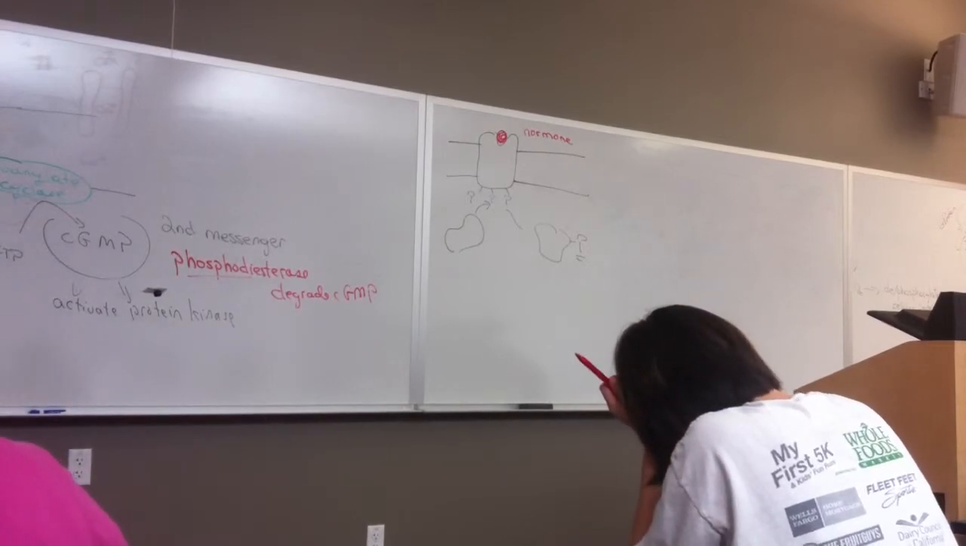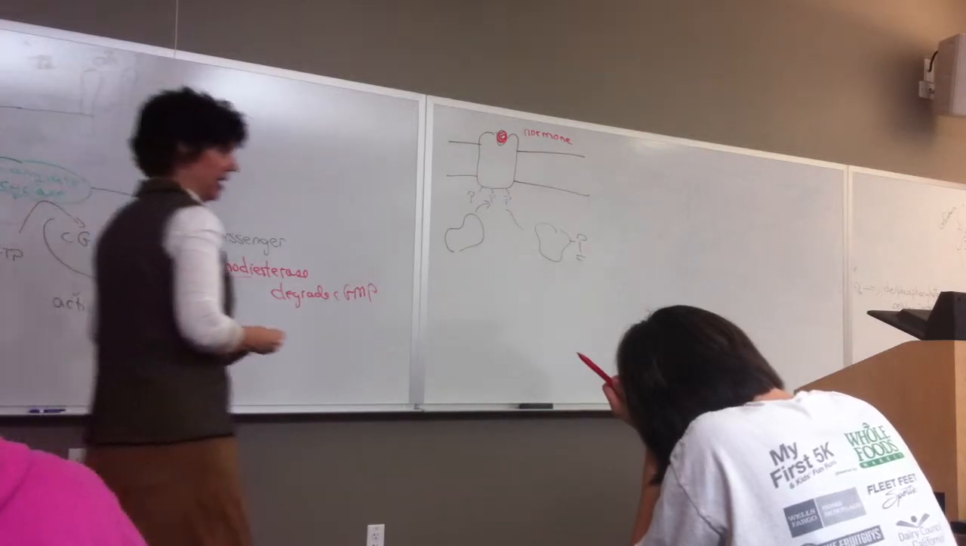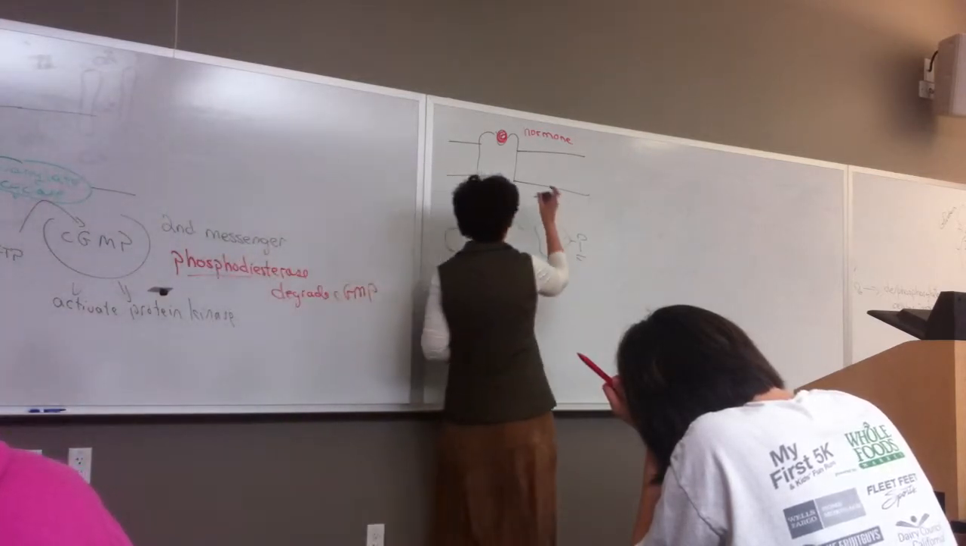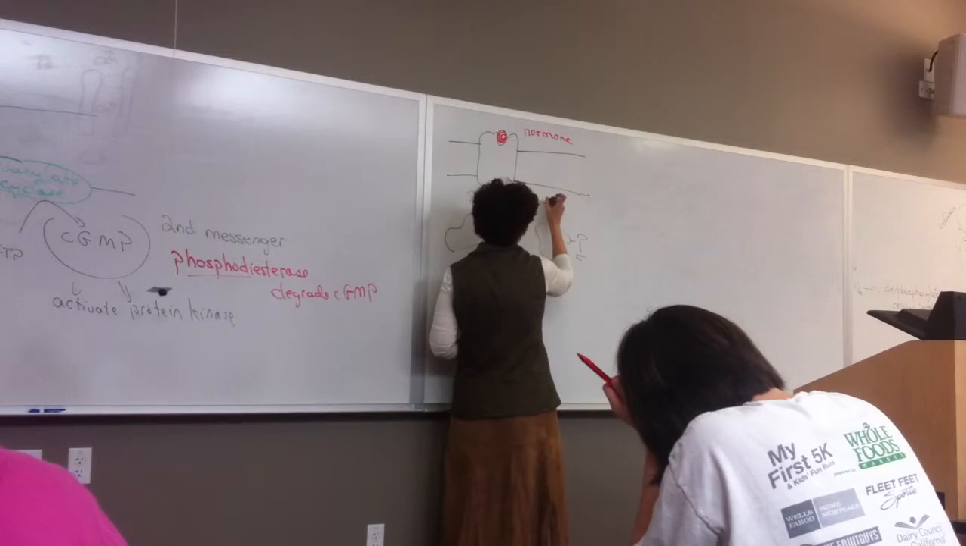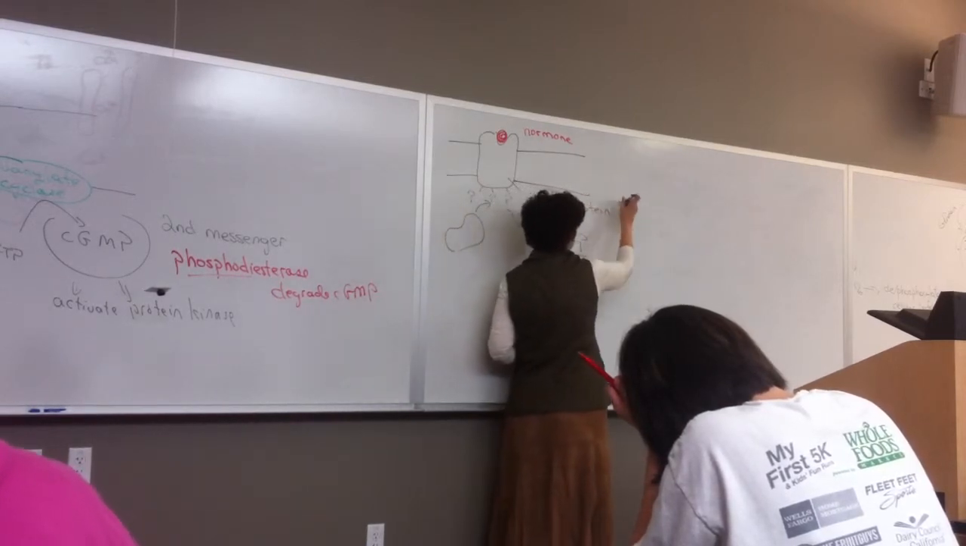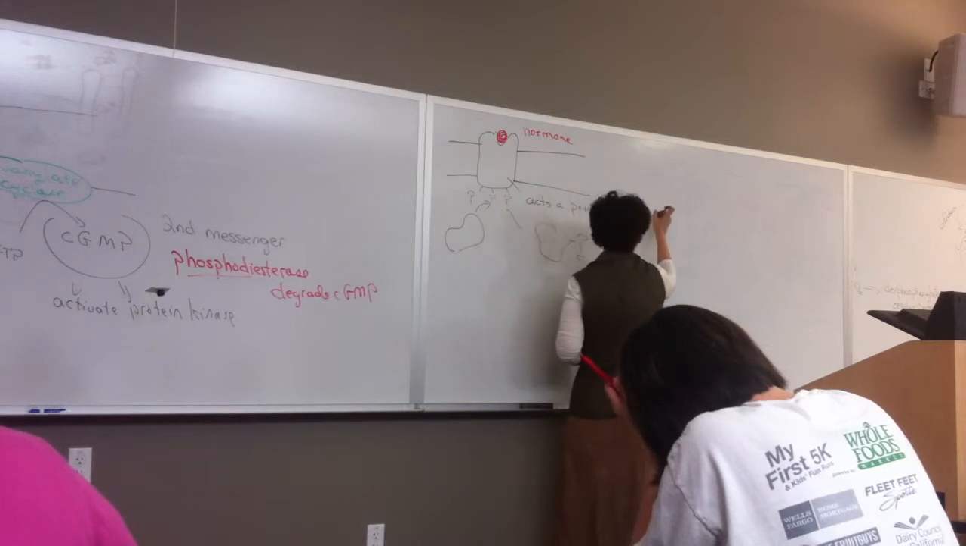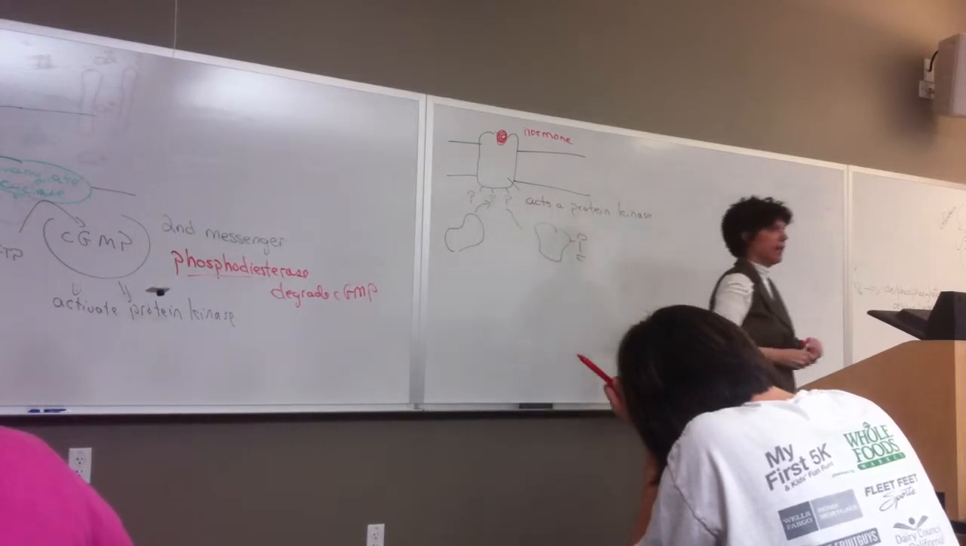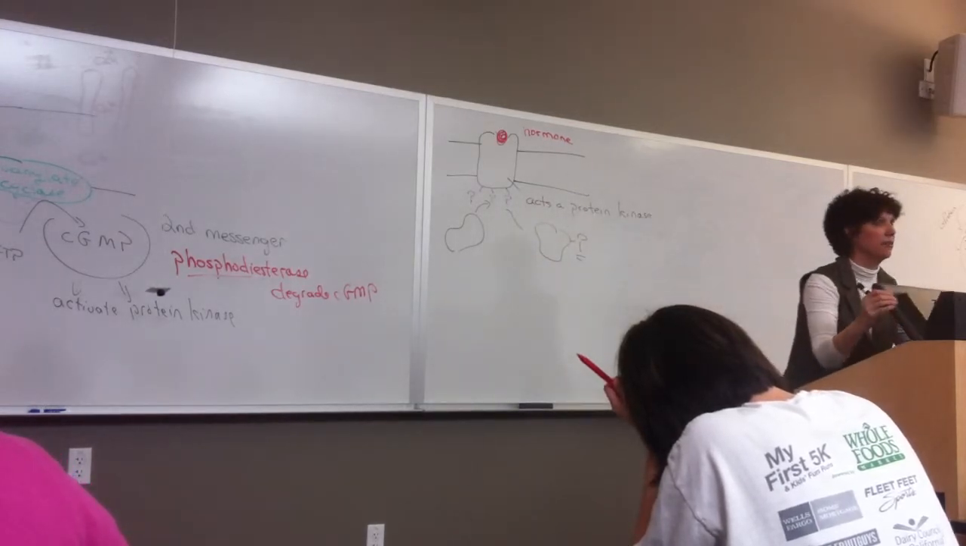What is it functioning as? What do we call the other molecules that were enzymes that function to phosphorylate? Protein kinase. So in this case, it is the receptor that is acting as a protein kinase. So you can see that we've simplified and cut out even more steps.